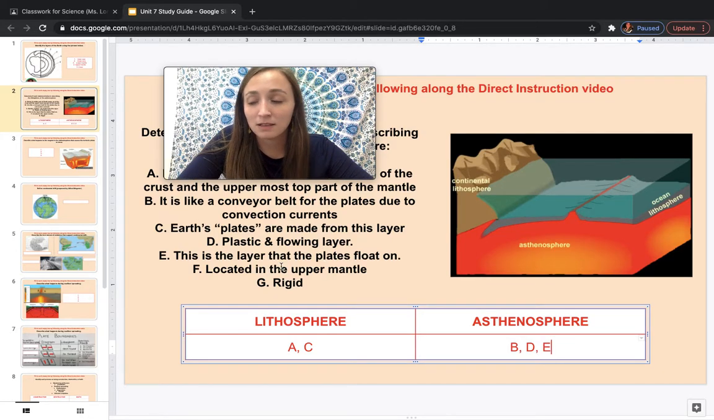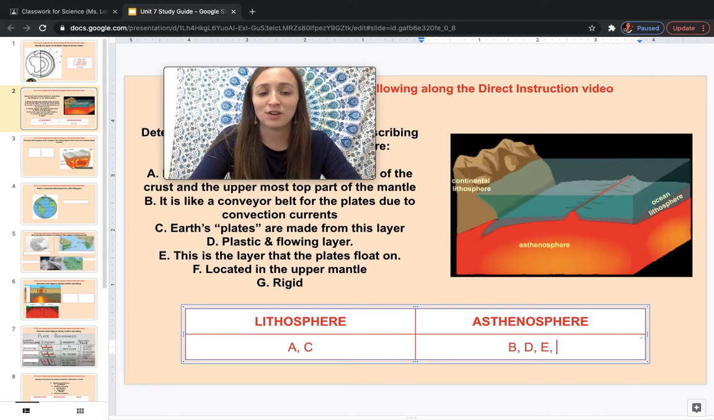F. It is located in the upper mantle. So this layer has no crust in it. It's all mantle, okay? So if there's no crust present, it's all mantle, meaning it's all magma. That is going to be your asthenosphere as well. It is all flowy magma.